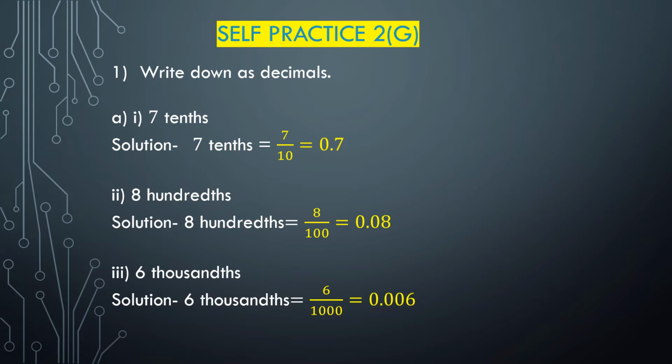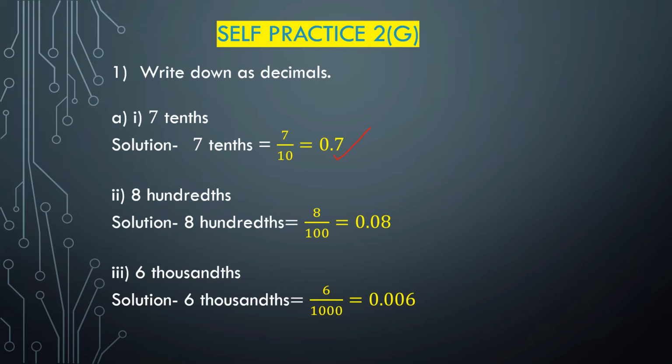Now we'll solve question number 1. Question number 1 is write down as decimals. First bit is 7 tenths. Tenths is 1 divided by 10. So 7 tenths will be 7 divided by 10, which is equal to 0.7.